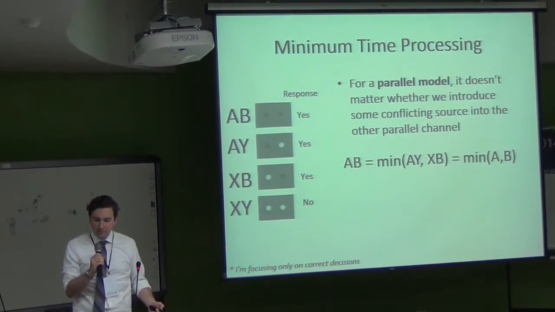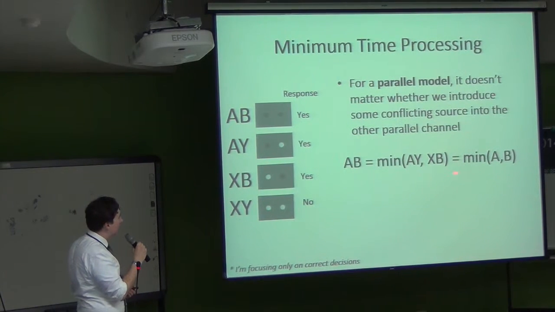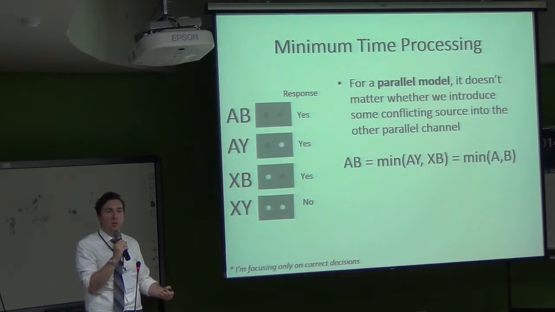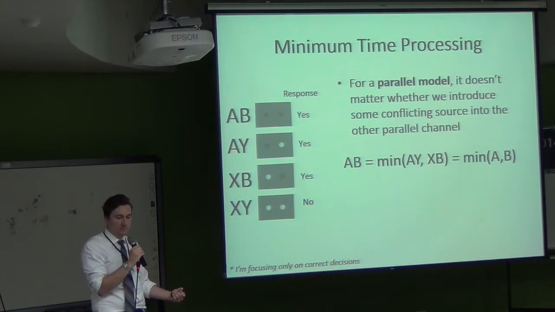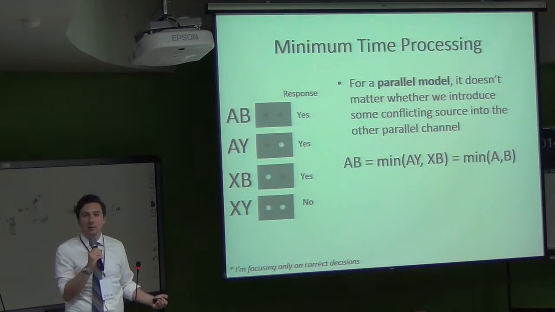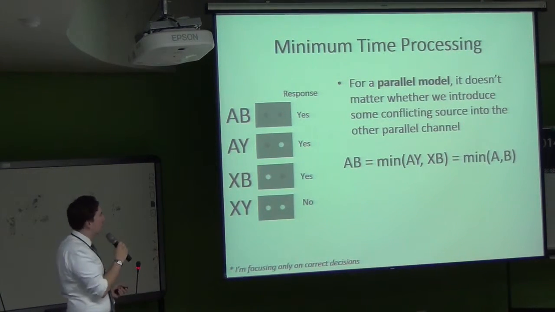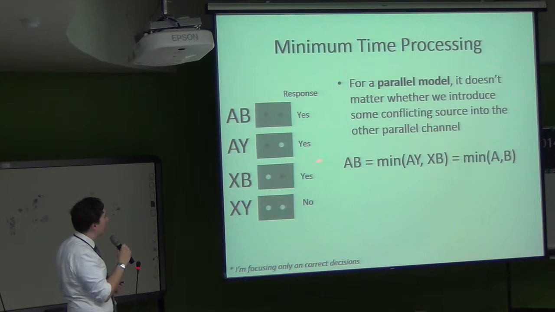Now for a parallel model, it doesn't matter whether we introduce some conflicting source into the other parallel channel. The minimum time that we predict from the two single targets previously should be equivalent to the minimum time we predict here. And the reason for that is because I've set up this assumption that the dimensions are in fact processed independently. And this conflicting information source doesn't allow you to make a correct decision. And I'm focusing here only on correct decisions. So if you want to predict this double target, the prediction is that from a parallel, independent, unlimited capacity, self-terminating model, you ought to still be able to predict that from the minimum time you derive from these two conflicting targets.